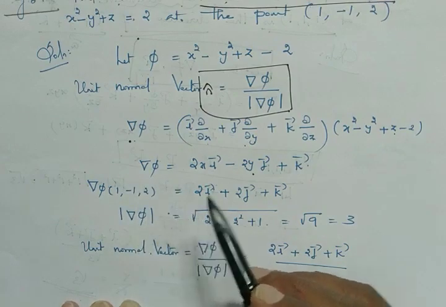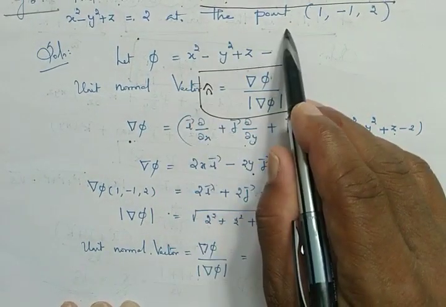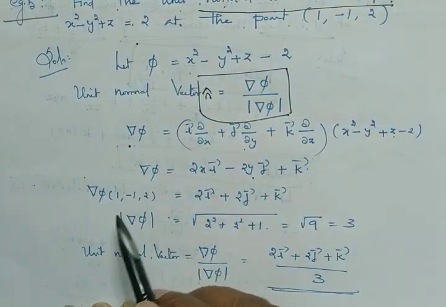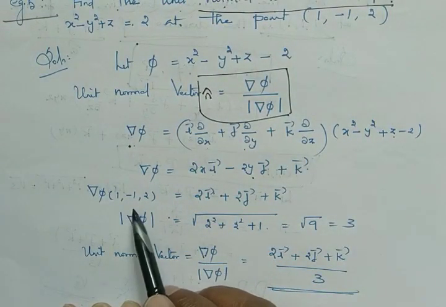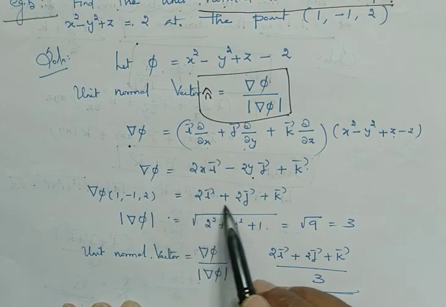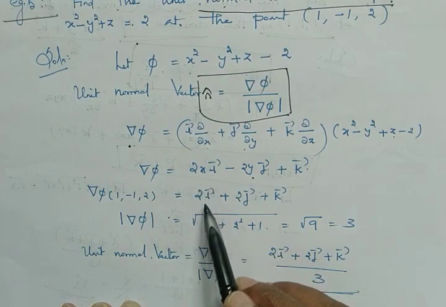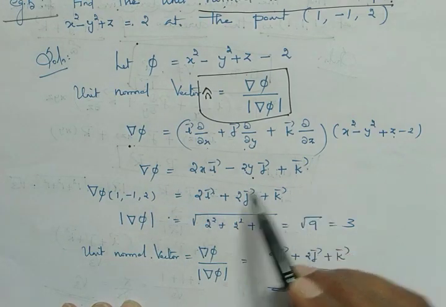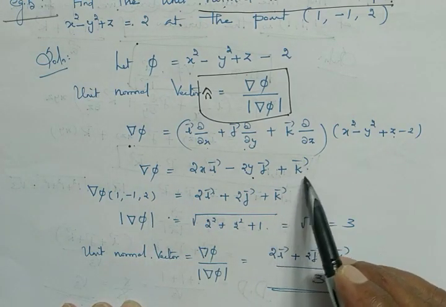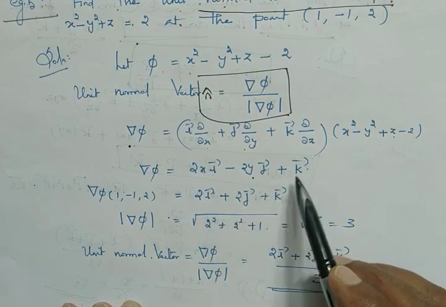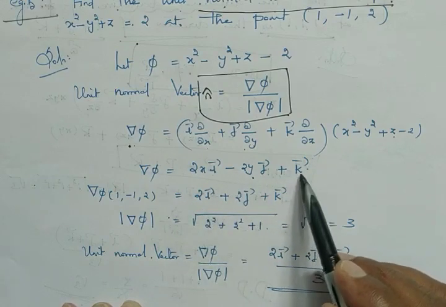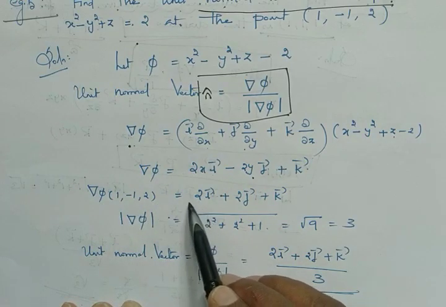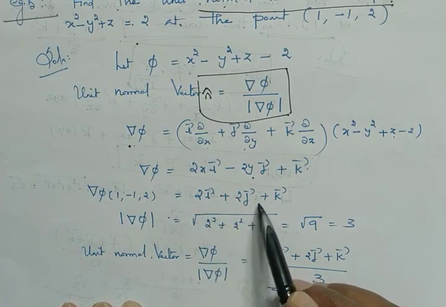And the given point indicates that after finding del phi, you are going to replace the values x equal to 1, y equal to minus 1 and z equal to 2. x equal to 1, so 2x will come as 2. y equal to minus 1, minus of minus becomes 2. And there is no z in this, that's the reason nothing is substituted for it. If x, y, z come, you replace them. So del phi at the point (1, -1, 2), you are getting 2i plus 2j plus k.